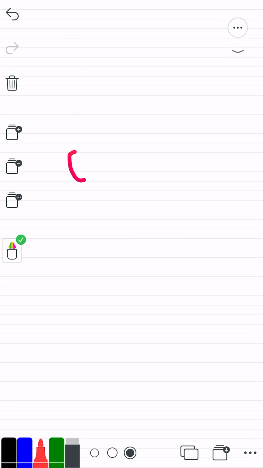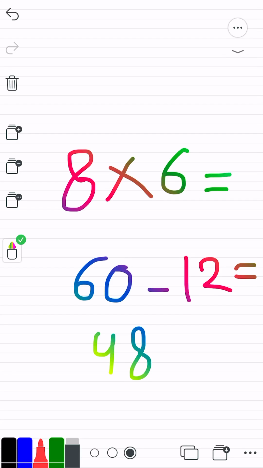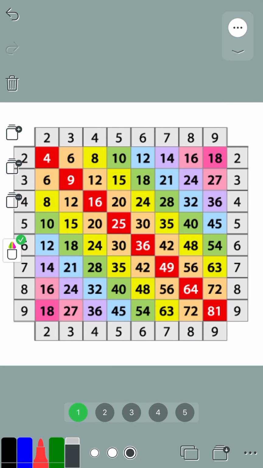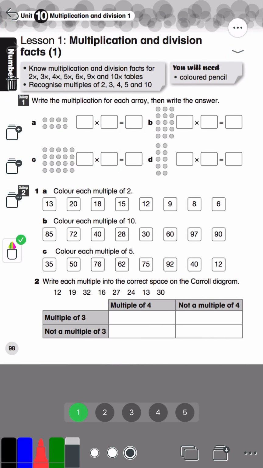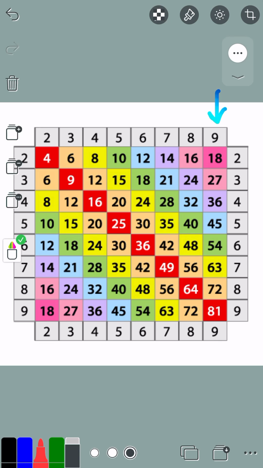Let's take another example. 8 times 6 equals 60 minus double 6, which is 12. And that equals 48. So these are the rules for 9 and 8. And now you have to memorize the multiplication table to be able to work out any division and multiplication facts. So here we have the 9 multiplication table, and it should be done now for you, but you have to memorize it.